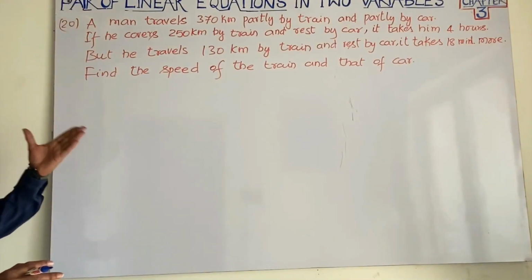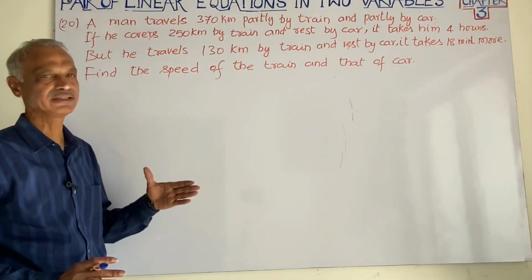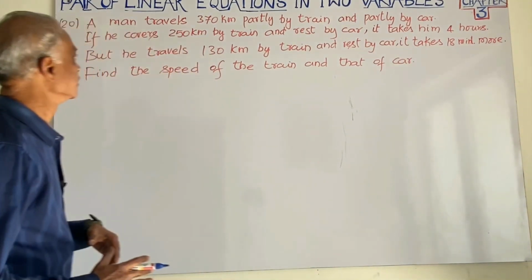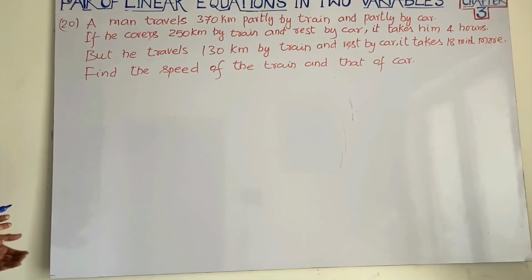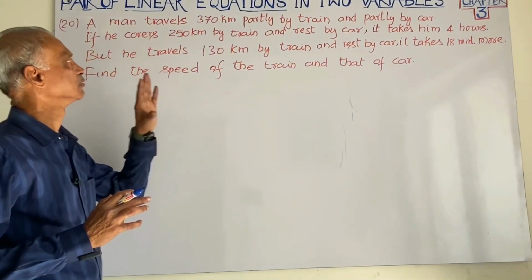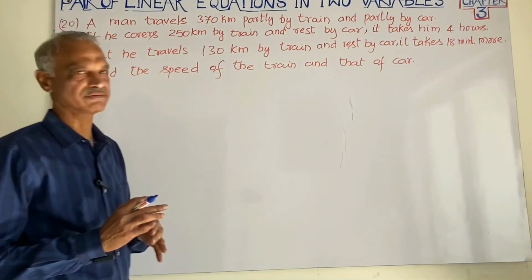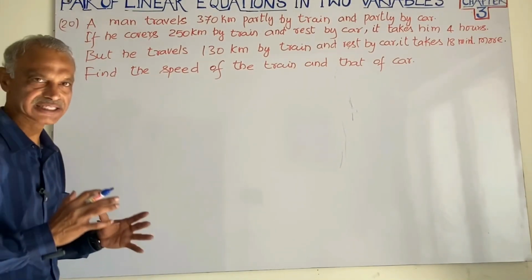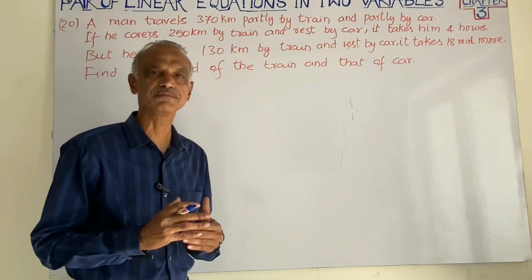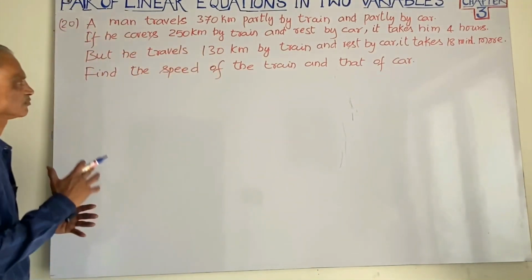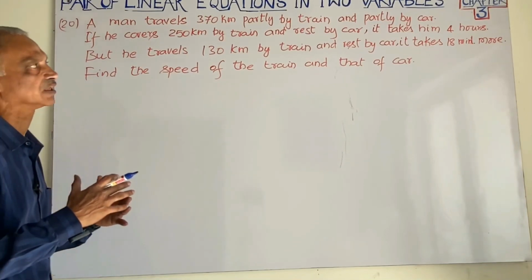Now we have the 20th problem. A man travels 370 kilometers partly by train and partly by car. He travels by train and car 370 kilometers. If he covers 250 kilometers by train and the rest by car, it takes him 4 hours. But if he travels 130 kilometers by train and the rest by car, it takes 18 minutes more, means 4 hours 18 minutes. Next, find the speed of the train and the car.